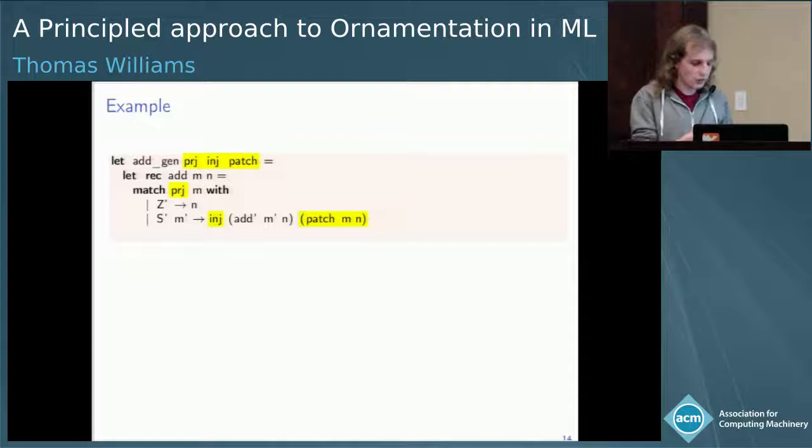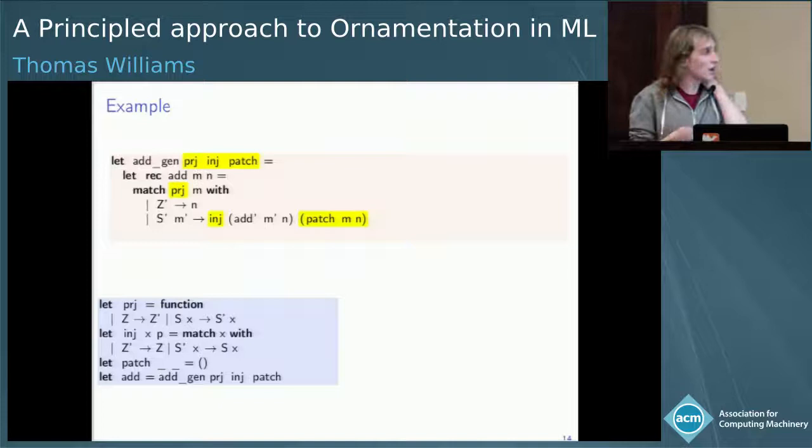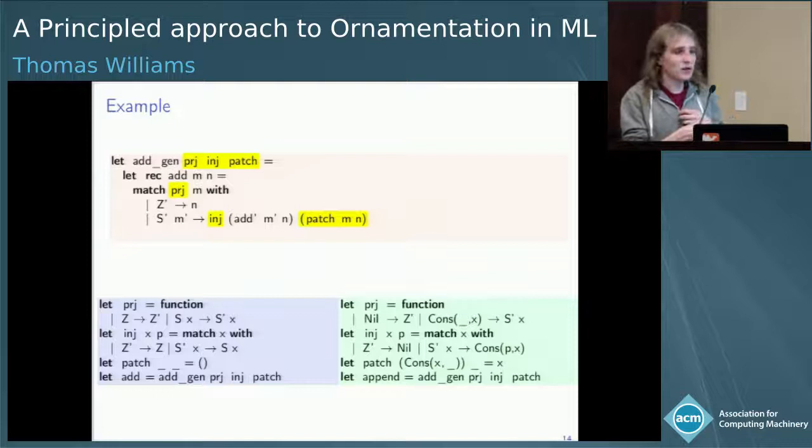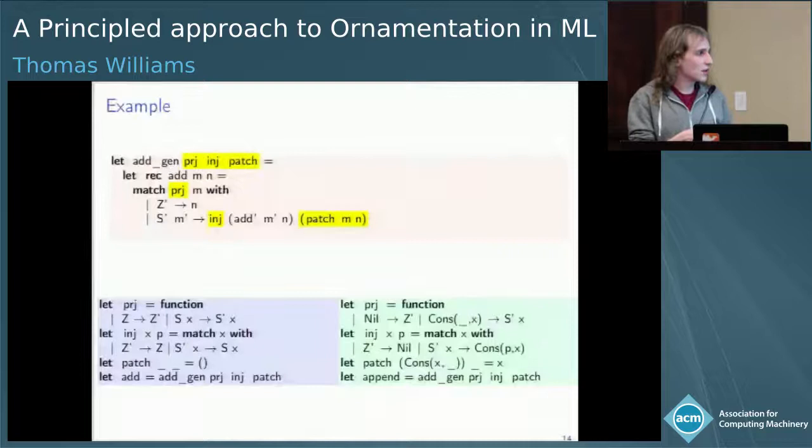If we want to get the identity instantiation, that's simple. We just have a patch that translates Z to Z prime, that adds or removes Z prime as necessary. And the patch is not used, so we can put anything we want. And the add function we obtain there is equivalent to the add function we had at the start. If we want to get append, we can invent new arguments that will describe the ornament between nat and list. And this is the patch that is given by the user. And so we get this function append.